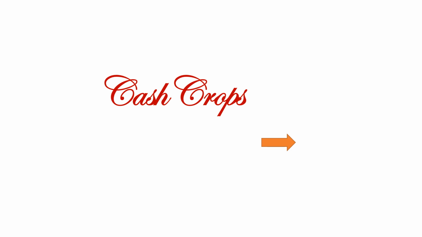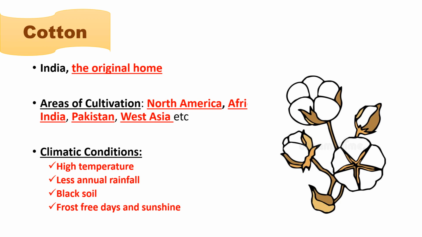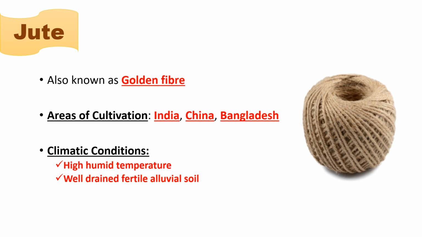So basically, in this module, we have talked about two cash crops. The first one is cotton, which India is considered the original home for cotton, and it is cultivated in North America, Africa. Sorry, students, here by mistake it's written Afri, but it should be Africa. India, Pakistan, West Asia, and climatic conditions, that is high temperature, less annual rainfall, black soil, and frost free days and sunshine. Now, the last one which we have discussed, jute, it is also known as golden fiber.